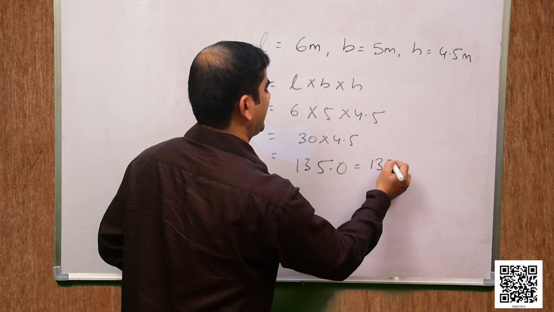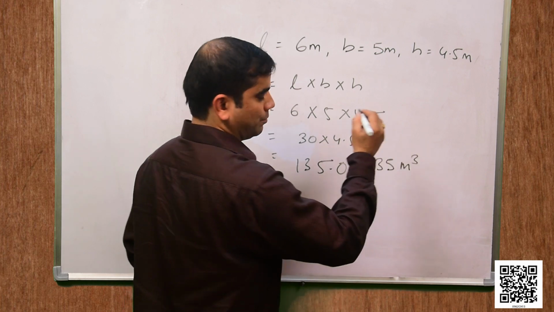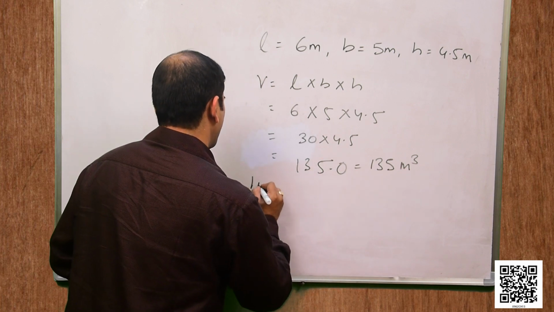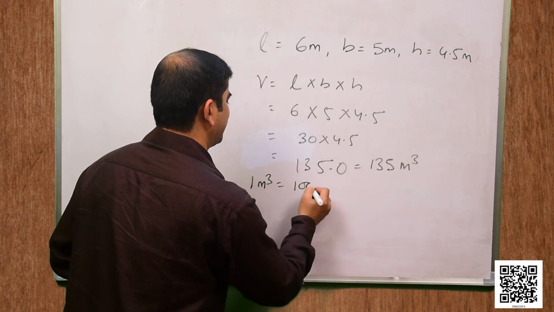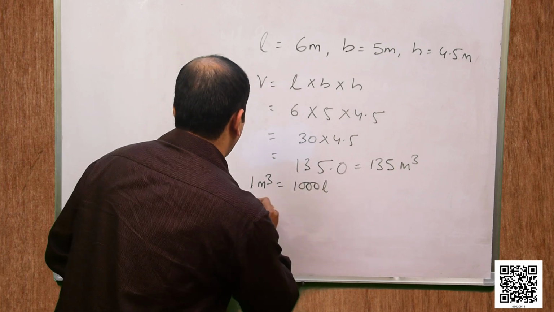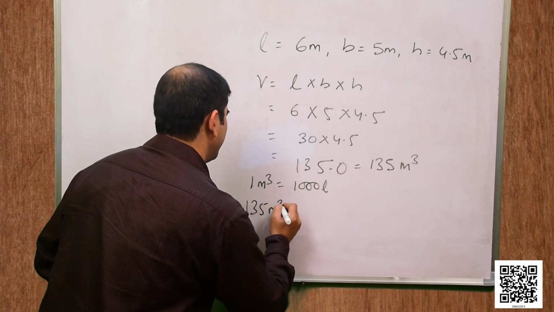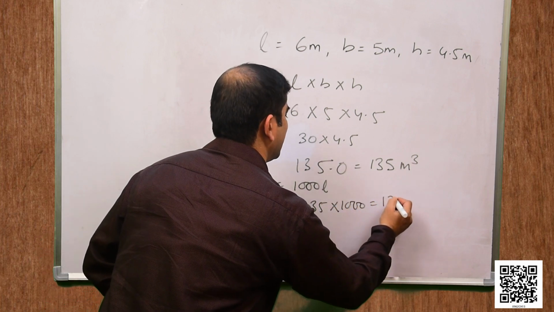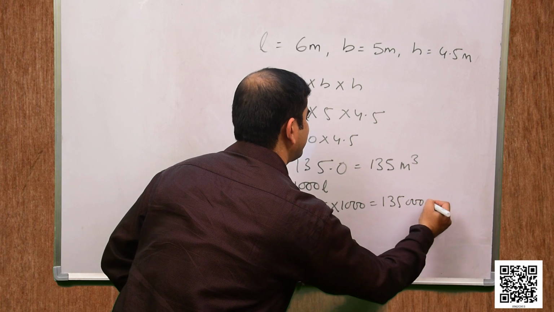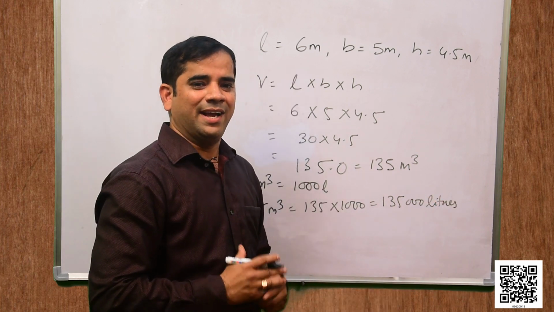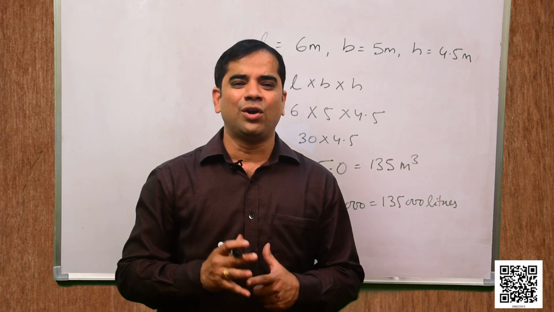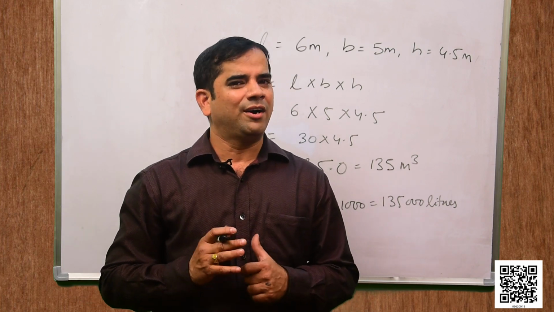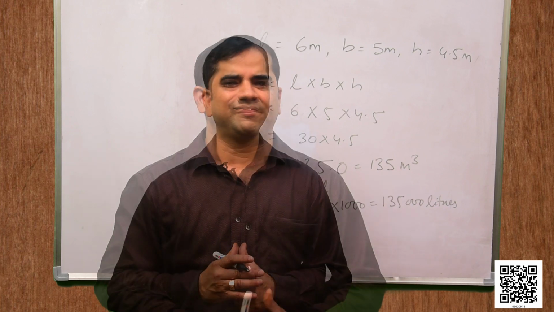That is 135 meter cube, and it is given that 1 meter cube is equal to 1000 liter. So, 135 meter cube is equal to 135 into 1000, that is 135,000 liters. Hence, the tank can hold 135,000 liters of water. Hope you understand the solution for the question?